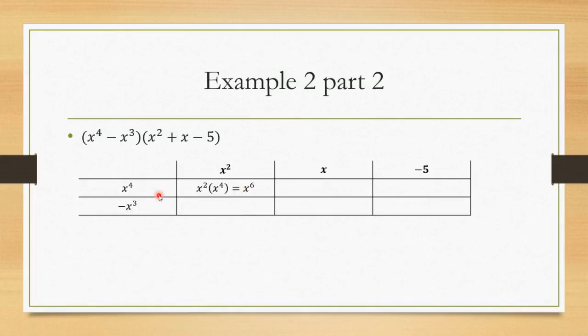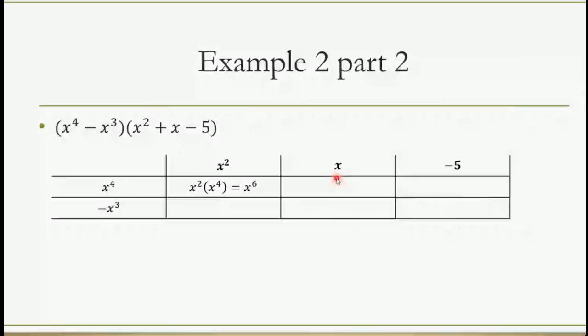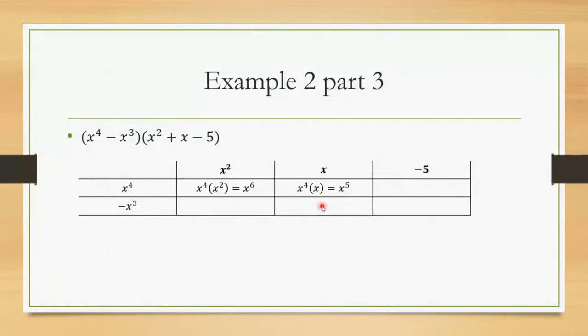For this one, we have x to the 4 times x. That's going to be x to the 5th. Here, we have x to the 4 times minus 5. And the number you want to write in front, as I did over here. So we're going to have minus 5 times x to the 4. And again, I kept the negative sign. You want to make sure you do that.